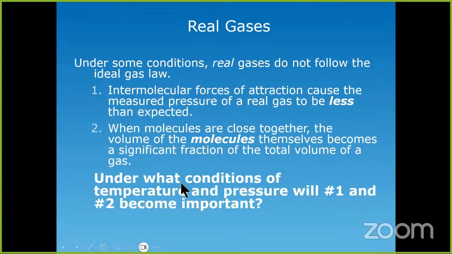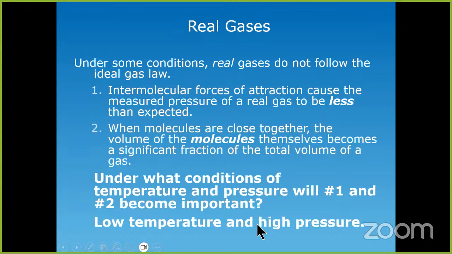Now, going back to, well, okay, I thought there's something that's going to come up here. So this begs the question, under what conditions of temperature and pressure will number 1 and 2 become important, right? In other words, under what conditions will these forces or these factors become important, which basically affect how real gases differ from ideal gases? And the answer is this right here, under conditions of low temperature and high pressure. So in other words, if the temperature is low and the pressure is high, then real gases will behave rather differently compared to ideal gases.